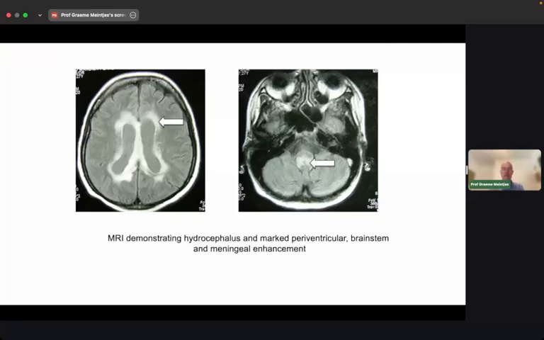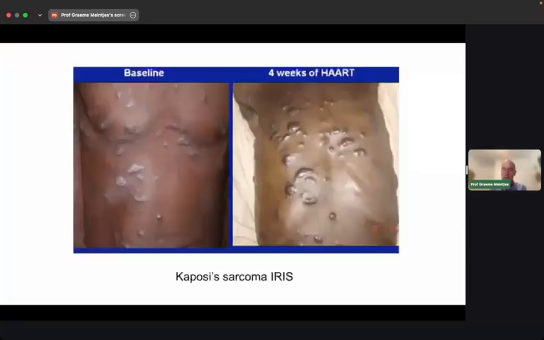And you can see this inflammation surrounding the lateral ventricles and marked inflammation on the MRI scan in the brainstem, explaining her brainstem dysfunction and her brainstem signs. And she responded very well to steroid therapy.